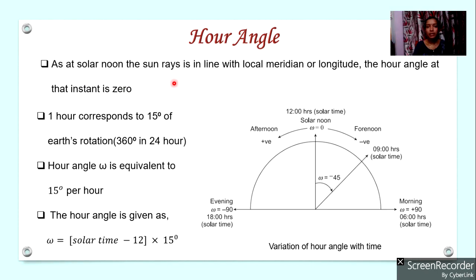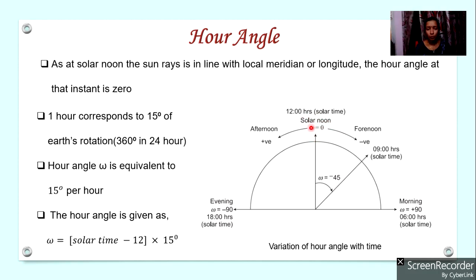So we know that at solar noon, or at 12 hours, sun will be on top of our head. Sun will be directly on top of the observer, and hence 12 hours is considered as solar noon. So the observer will be in line with the sun's rays. So at that time we can consider the hour angle as 0 degree. The sun's rays will be in line with the observer at 12 noon, so there is no need to rotate the earth. So at that time we can take omega as 0 degree, which is shown here.